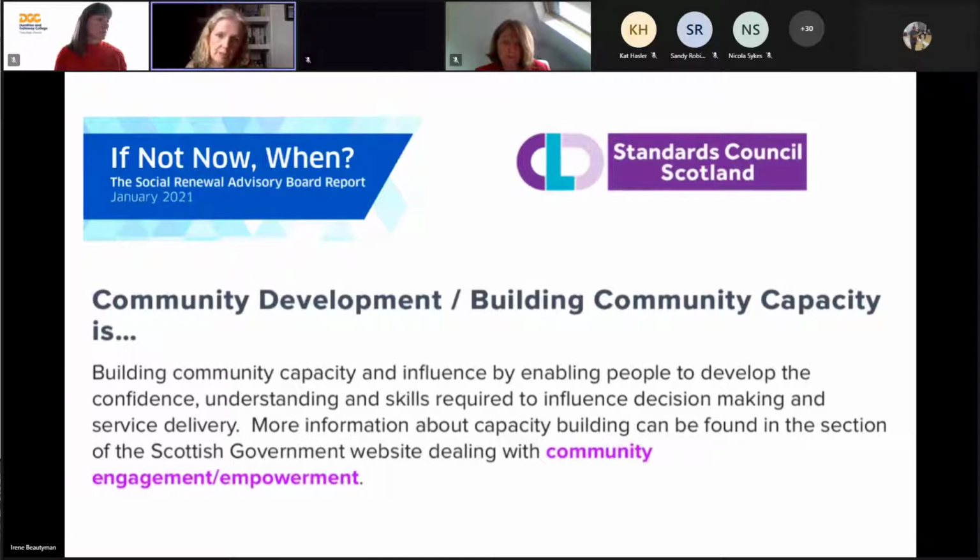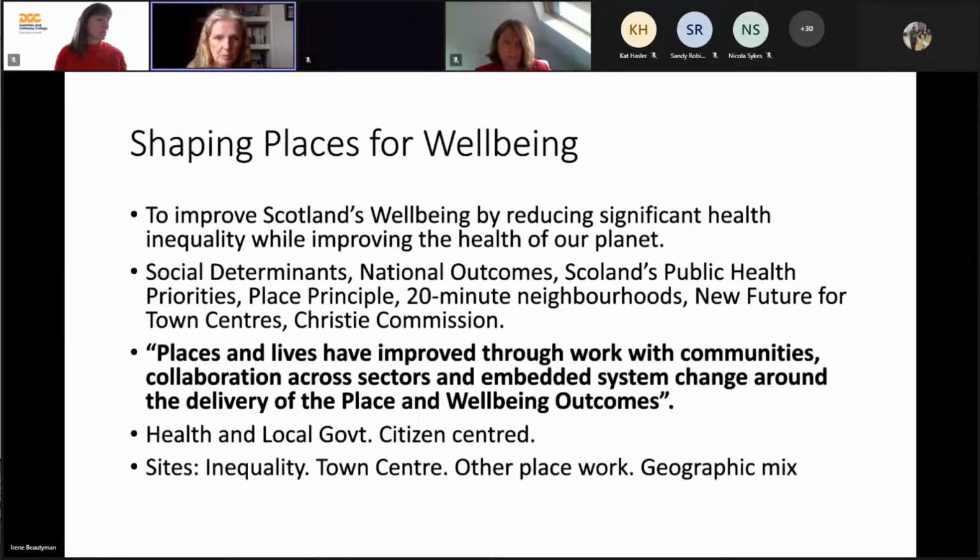An example is what I'm working on myself at the moment, a Shaping Places for Wellbeing programme that is just being worked up, where we will be looking at working with about four sites across Scotland to overall improve Scotland's wellbeing, reduce health inequality and improve at the same time the health of our planet, because we can do both. We shouldn't be doing one or the other. And I list there all the different aspects, all the national ambitions that we'll be feeding into. And the overall desire there is that places and lives have been improved through work with communities, collaboration across sectors and embedded system change around the delivery of those place and wellbeing outcomes.